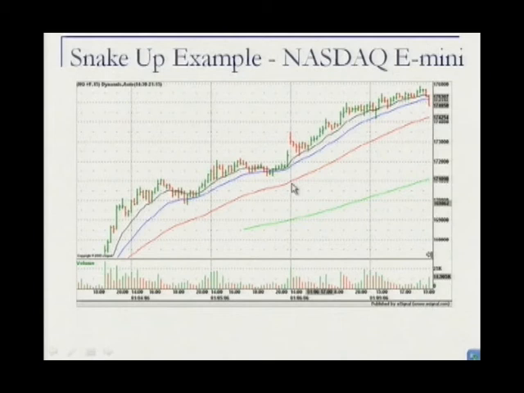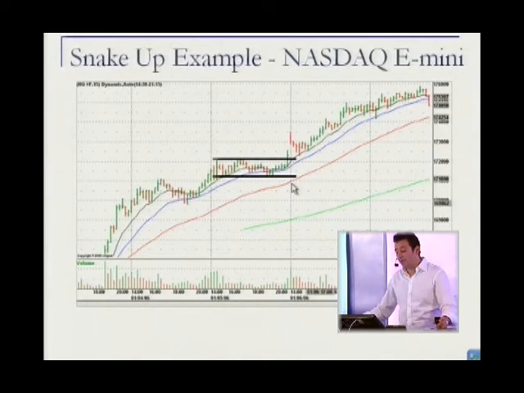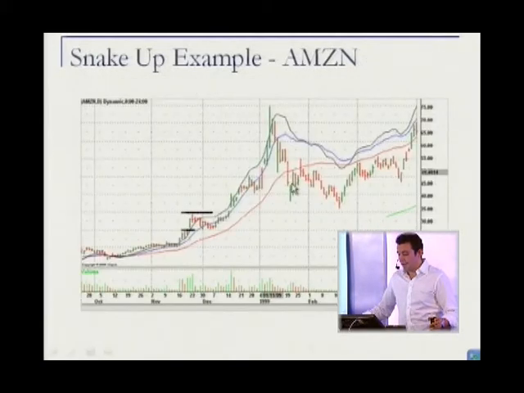We've got the Nasdaq E-mini here, which is the Nasdaq E-mini contract. Simple little snake up there. You can see consolidating along again, pivoting off the 20. This is a 15-minute chart, and you can see immediately it takes a nice decent run as it starts to break through. Here's another snake up on Amazon.